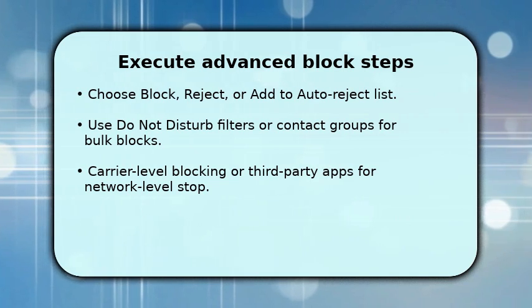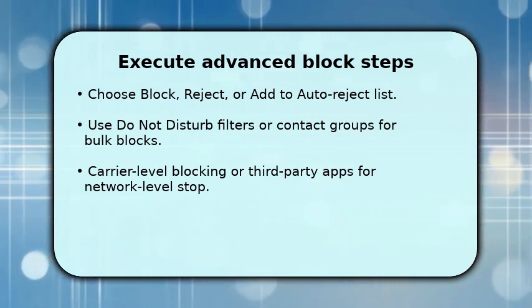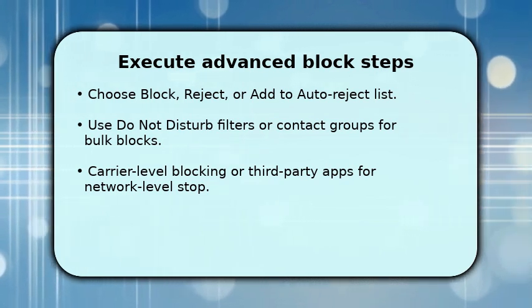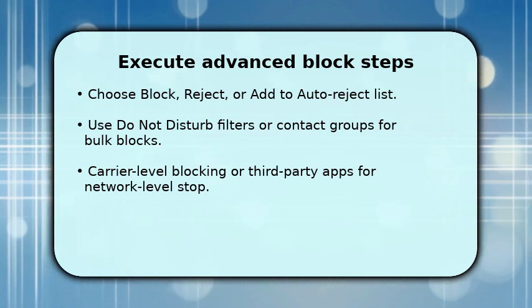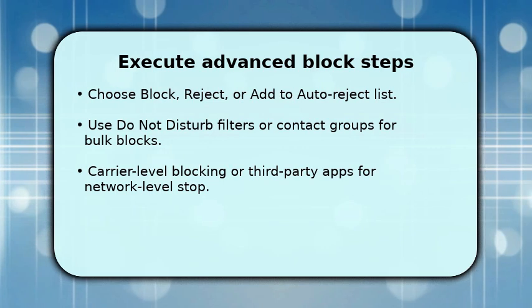For persistent callers, enable carrier-level blocking or install a reputable call blocking app and configure network filtering. These steps stop the call before it rings, avoiding a busy tone and reducing call attempts through network-level rejection.